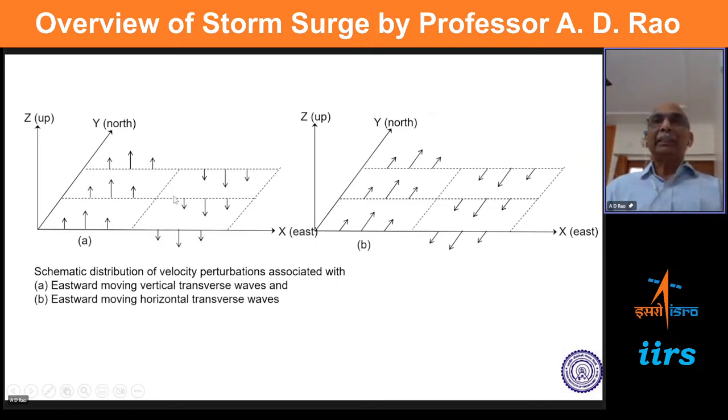But this one is very, very dangerous. Particularly storm surges, tides, and tsunami waves all come under vertically transverse waves. Horizontally transverse waves are not very harmful by comparison. So our category of storm surges falls under vertical transverse waves. This is very, very important.